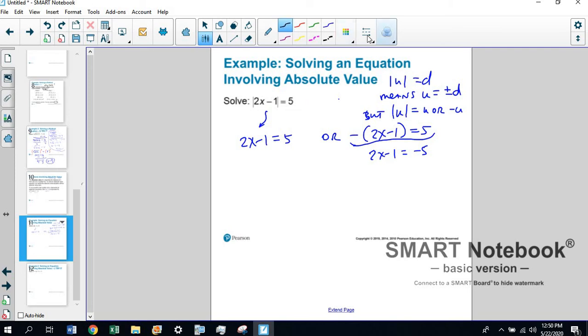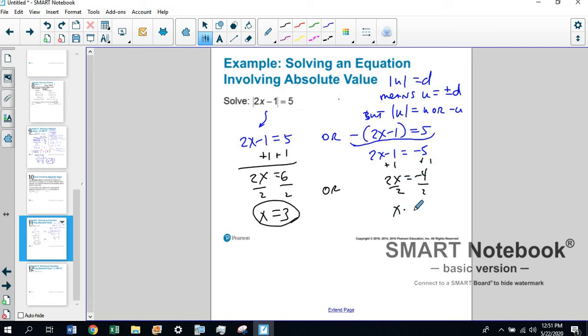Okay, so anyway, regardless, add 1 to both sides, get 2x equals 6, divide both sides by 2, and you get x equals 3 as your first solution. You also have add 1 to both sides and get 2x equals negative 4, divide by 2, and get x equals negative 2. And so once again, we have two answers, 3 and negative 2.